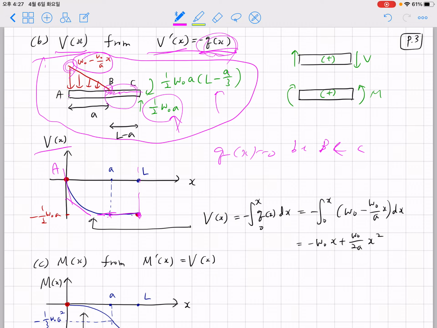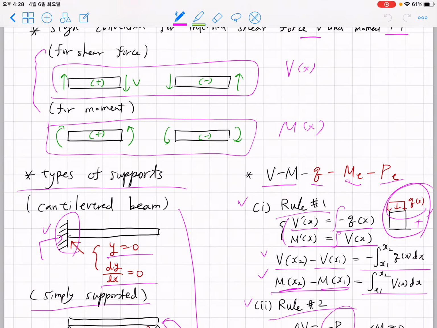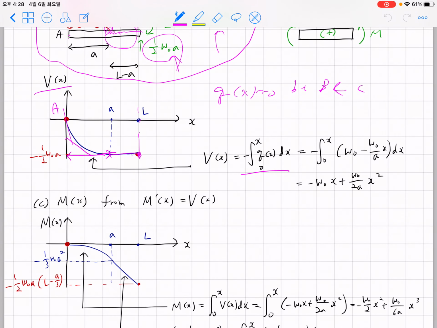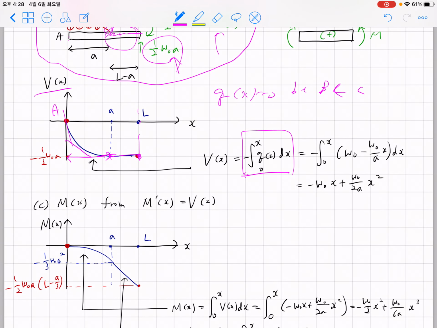I would say this is more like a graphical method. Instead, at least for this 0 to A zone, you can do this integral as I told you in the beginning. So V at x equals 0 is 0. You simply obtain V by integrating Q(x), and Q(x) is written as W0 minus W0 x over A. Then if you plug this in and obtain the integral, it turns out to be minus W0 x plus W0 over 2A x squared, in analytical equation.